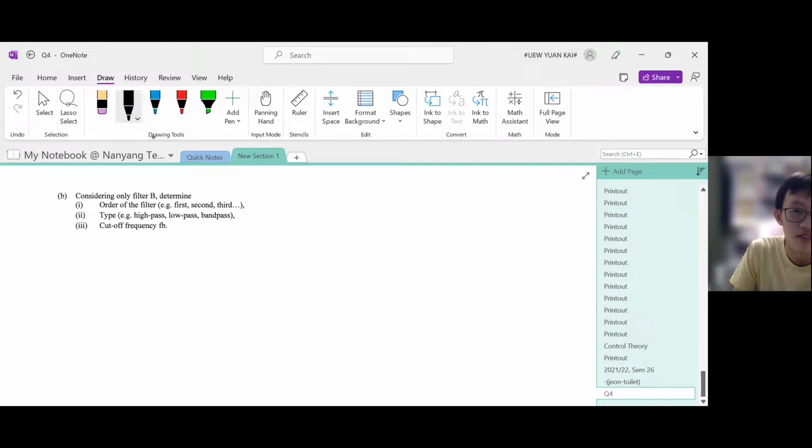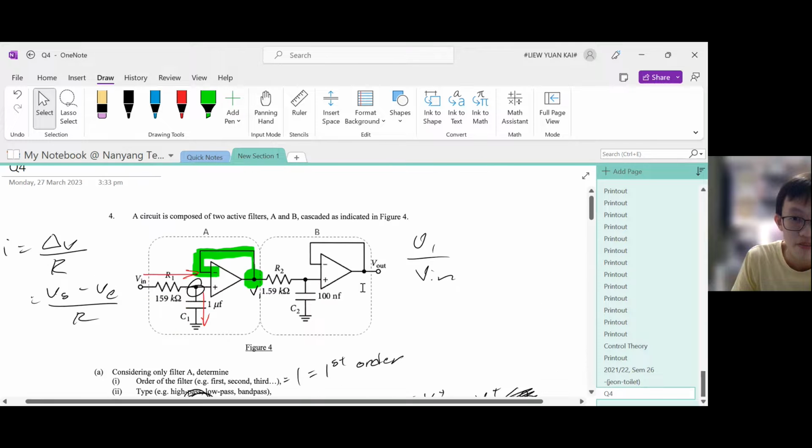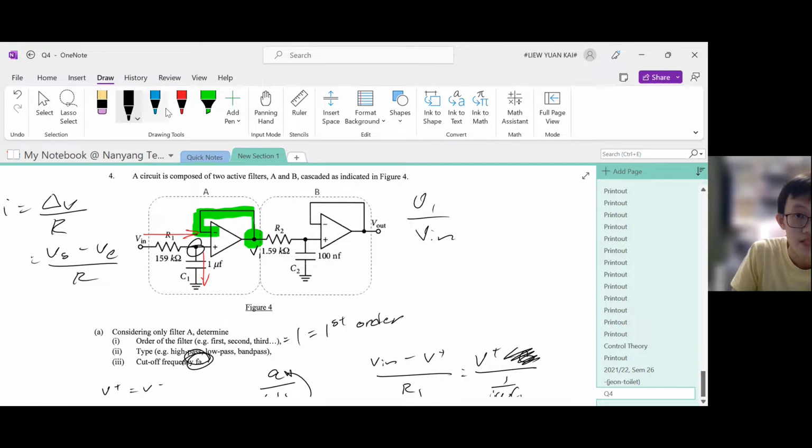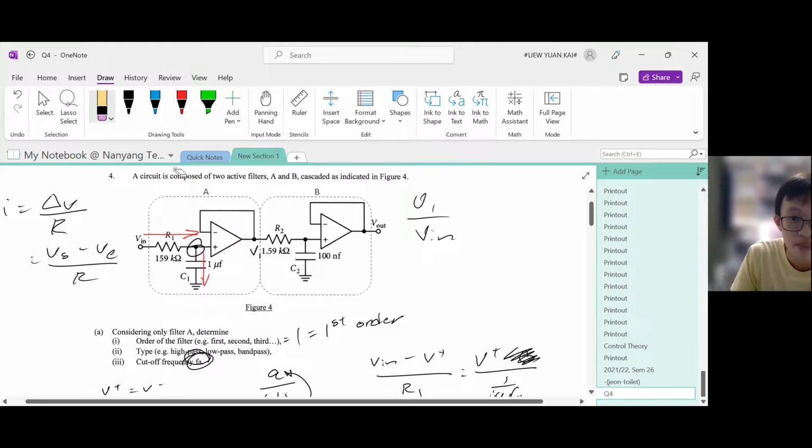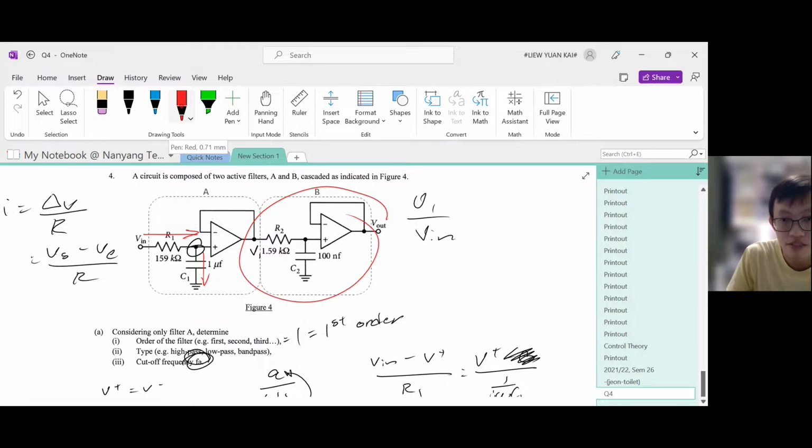So determine the order of the filter. Again, if you check, there's only one capacitor, so I'll just say one. So therefore it's first order. For the type of the filter, again, first you need to find the gain. After you find the gain, you take the limits. From the limits, you check the results. So let us go ahead and do that. To find the gain of this filter, our objective is to find V out divided by V1, right? V out divided by V1. So this is our gain of filter B.